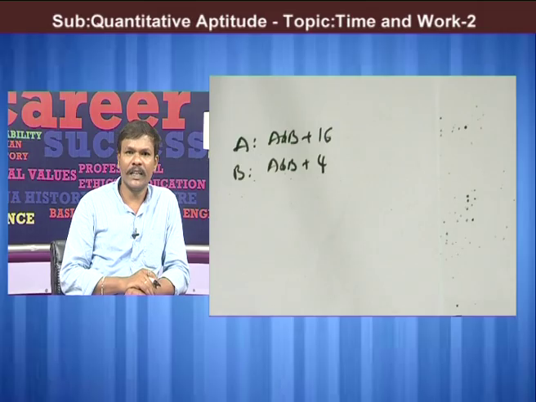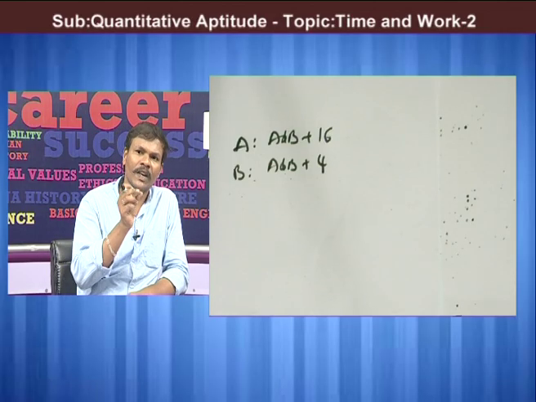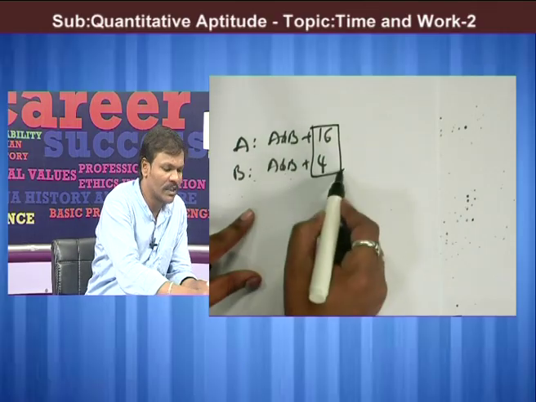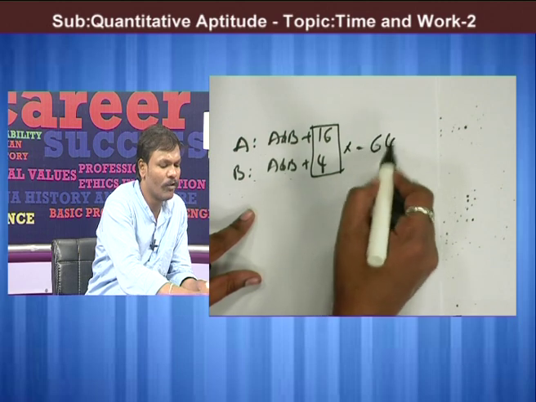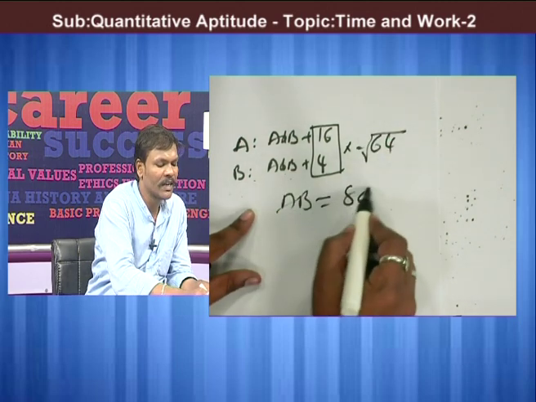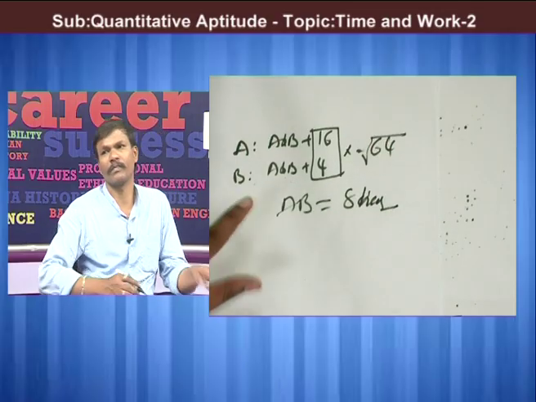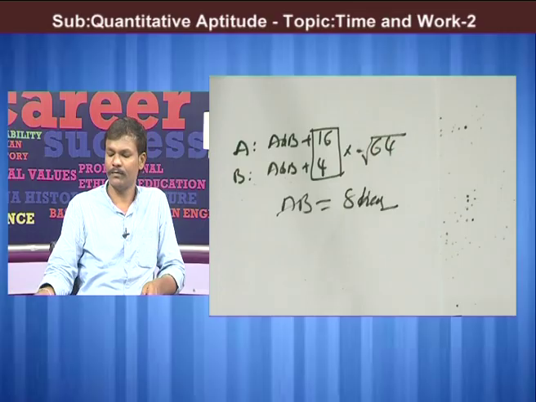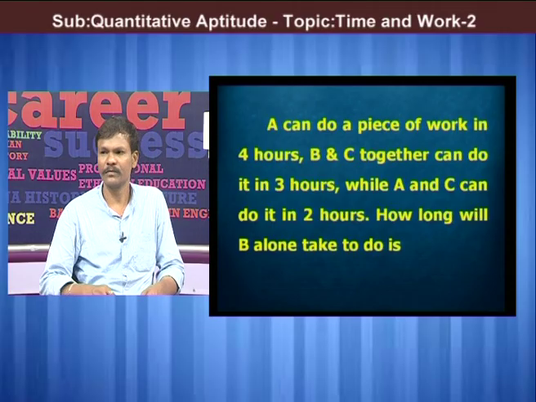When we compare the working hours of A with A and B, the A and B take more time. This is what we have: 16 times 4 is 64, and the square root of 64 is 8. So the value of A and B is 8 hours. Simple, clear, right? Next, move on to the next question.